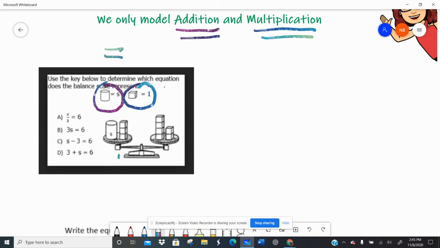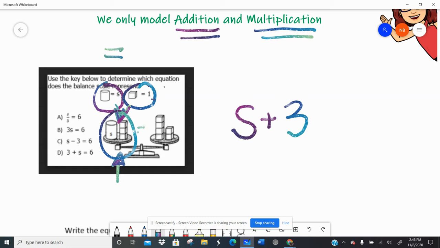If I look at the left-hand side of that equation, I have s, I can write that with s. And then I have 3 more. So 1, 2, 3 blocks. They all are a value of 1, so that's 3. When the two things are combined on one side, what operation is that? That's addition, right? Addition is taking two things and combining them. So on the left-hand side of this model, I have s plus 3.